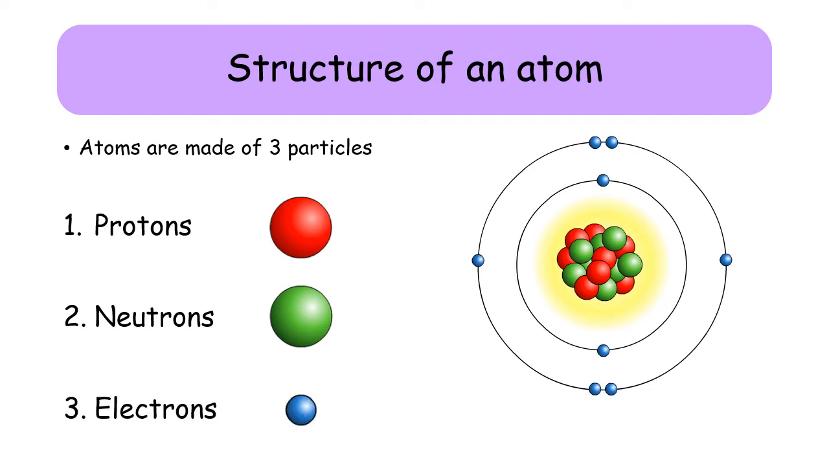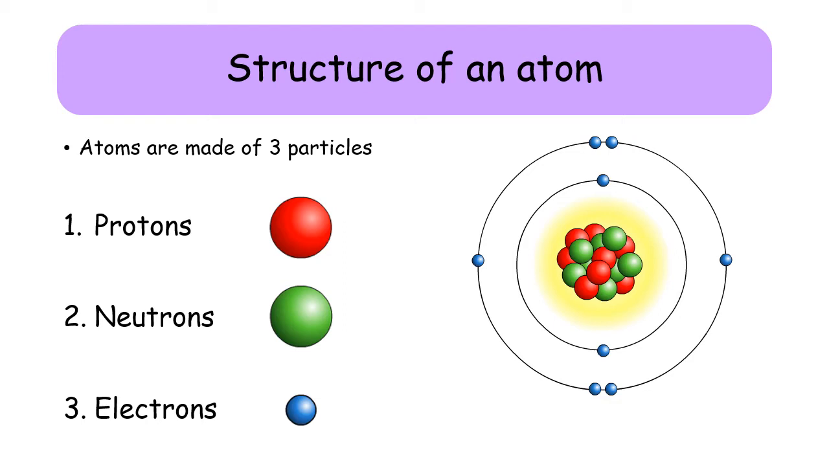And then finally we have electrons. And electrons are a lot smaller than protons and neutrons. And you can see that they are not inside the nucleus. They are around the outside of the atom in things called electron shells.